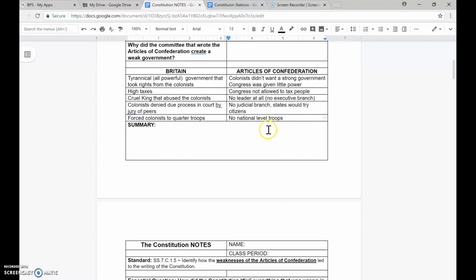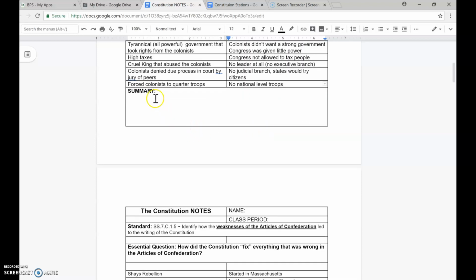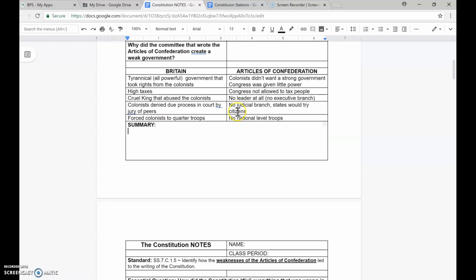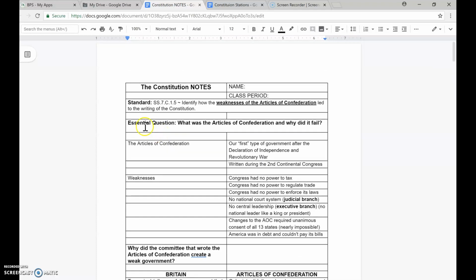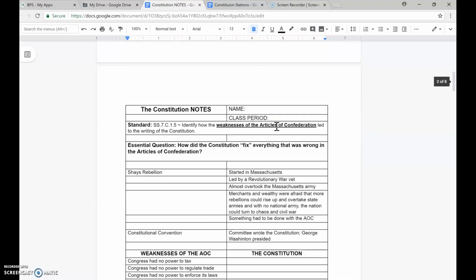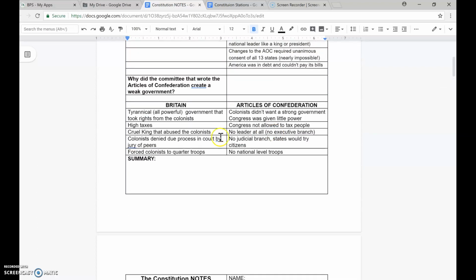Interesting, huh? Okay, so for summary, I want you to pause this video and answer this essential question. What was the Articles of Confederation and why did it fail? I want you to write that right here. How do you see these things as being problematic? Having no leader, no executive branch, no judicial branch, no national troops.